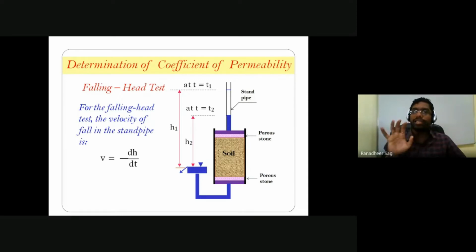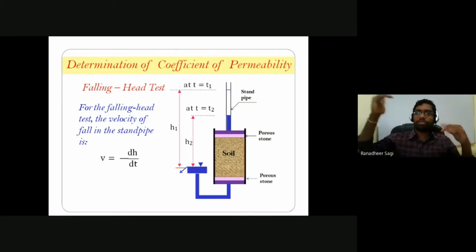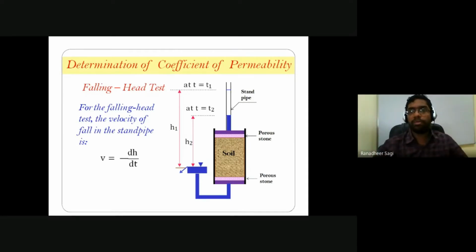We are not maintaining the constant head difference between upstream and downstream. Okay, that is the main important point. So I told you already, this is a porous stone, soil sample, porous stone once again. Just above this porous stone, sometimes we'll be having what is called a filter paper. Below this porous stone, we'll be maintaining a filter paper, so that water enters through the porous stone, and through the filter paper it seeps into the soil sample.